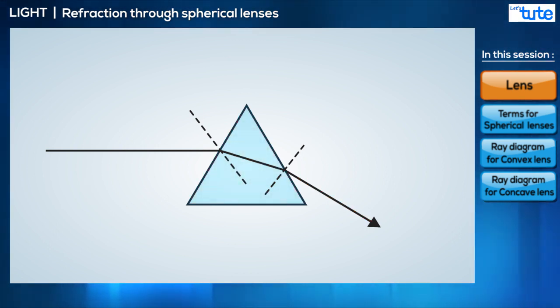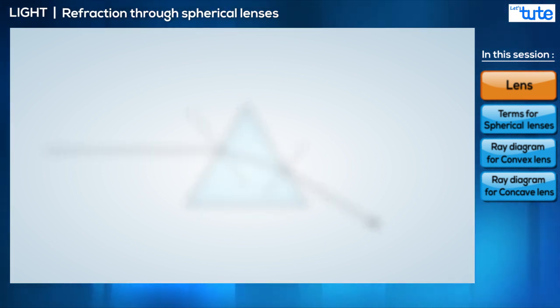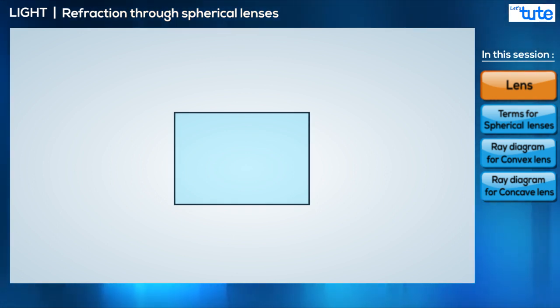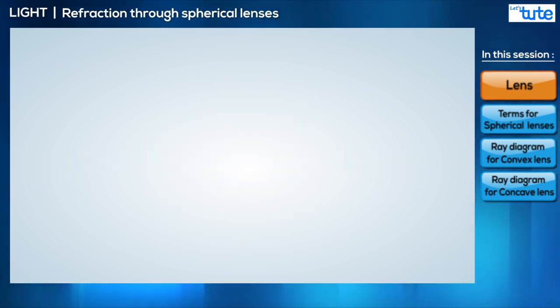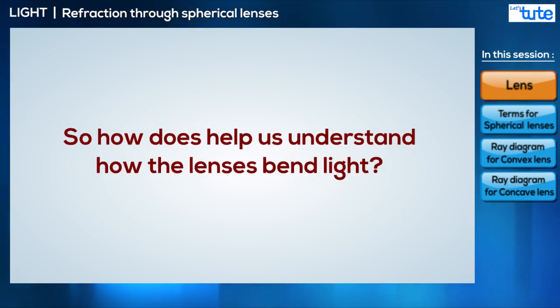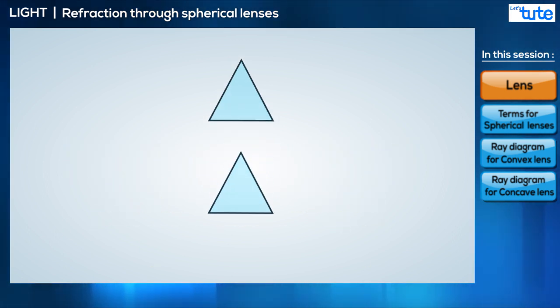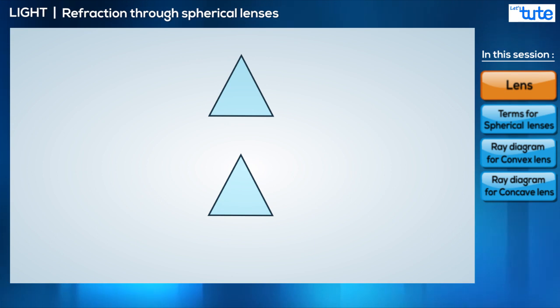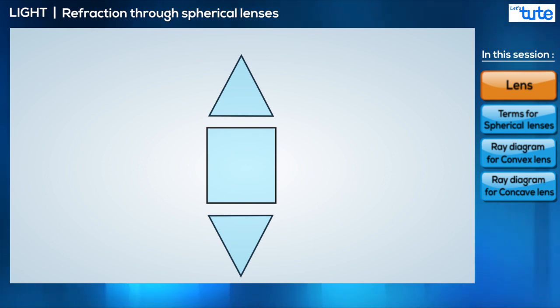Now, we will look at another basic shape and how light refracts through it, the rectangular glass slab. So, what happens when the light is incident on a glass slab straight on? Well, the angle of incidence is 0, so the light will go straight through. So how does this help us understand how the lenses bend light? Well, what if we make a copy of the prism and turn one of them upside down? Now let's put one of the glass slabs between these two prisms.